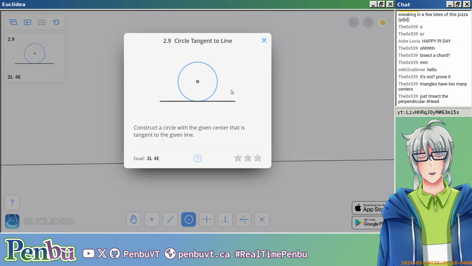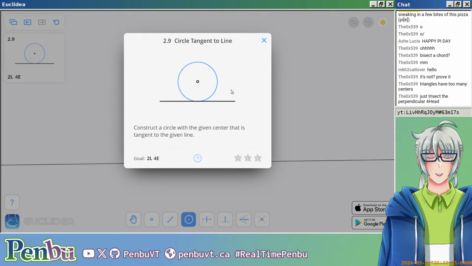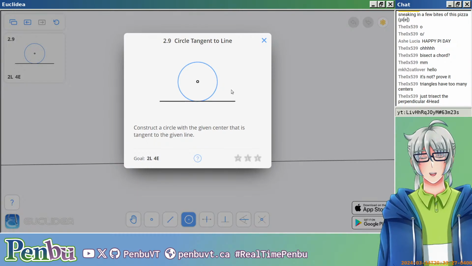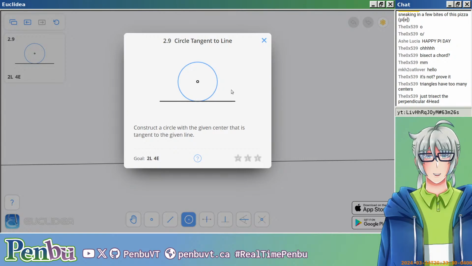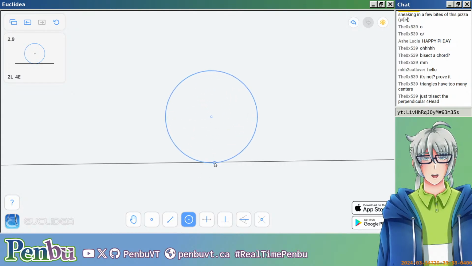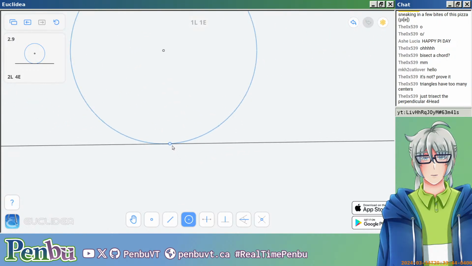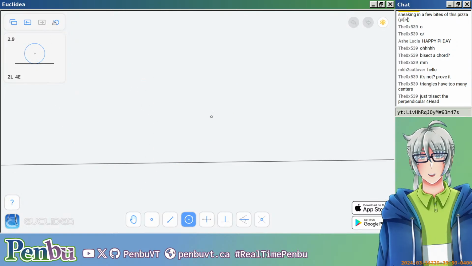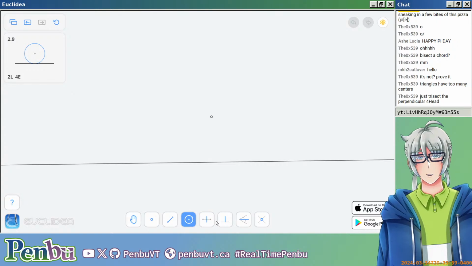Circle tangent to line. Construct a circle with the given center that is tangent to the given line. So the same thing, but in reverse this time. We have a line, and we need to get the circle for it. And now we have this point here, and we can't just do this because we don't know if it's going to be exact, if this is going to be parallel or perpendicular, because that could intersect at 2 points, and unless you get the perpendicular, it will intersect at 2 points.